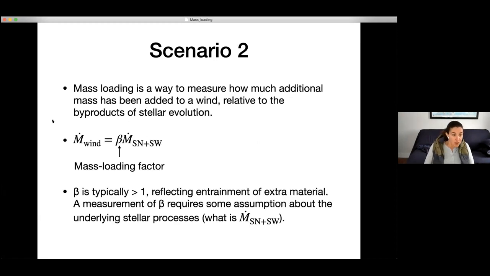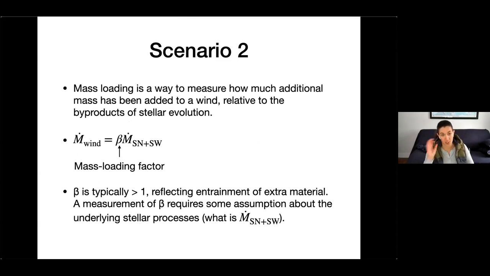Okay, scenario 2, which I said comes up a lot in the wind community, is how much additional mass has been added to a wind relative to these byproducts of stellar evolution. I attribute this to the fact that this is actually the way the mass loading factor is defined in the famous Chevalier and Clegg wind paper, right? So there, the idea was you're measuring m dot wind, say in the hot plasma, the very low density wind phase, which, for the record, is the one that we are the most certain is actually a wind. It has high velocities, supersonic, will actually escape.